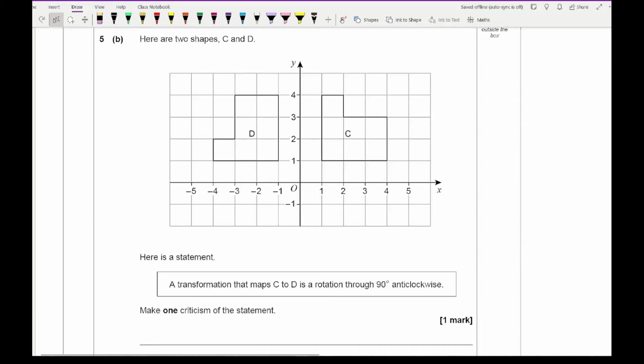So here we can see that this is going to be a rotation. So again, you could say that there's no mention of a center of rotation. That would be absolutely fine, because when you're rotating, not only have you got to give an angle, you've also got to give a direction, you've also got to give a center of rotation, particularly when it's on there. But anything along the lines of that, it should be around about 0 or O in this case.